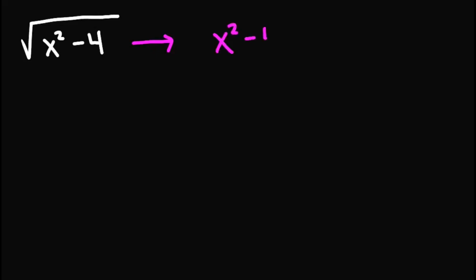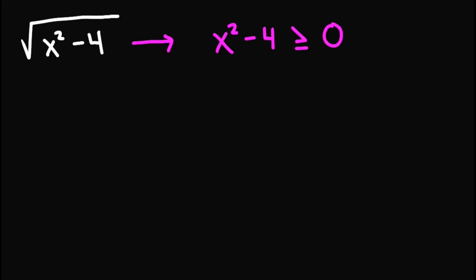Let's try this one last example: the square root of x squared minus 4. Now this one is a bit more tricky since we haven't really discussed anything about inequalities. So first, since the index here is even, we know that the expression inside must be greater than or equal to 0.